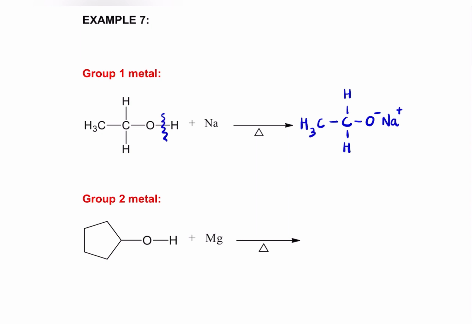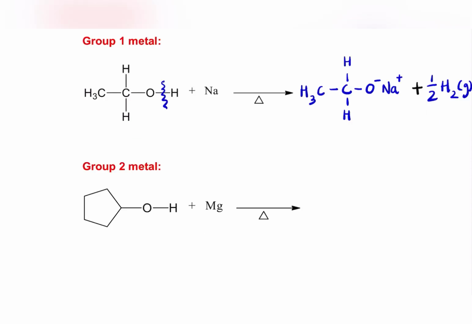Next, I'm going to add my side product, which is hydrogen. Hydrogen here is in the gas phase. But you have to make sure your equation is balanced. That's why I'm going to put coefficient 1/2 in front of it. So this is the balanced chemical equation for the reaction of alcohols with a group 1 metal. Now let's continue with group 2 metal.